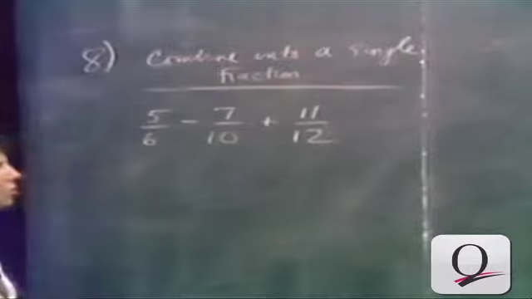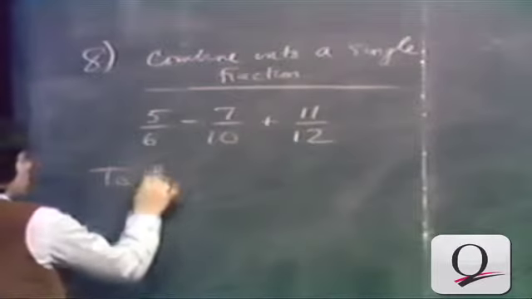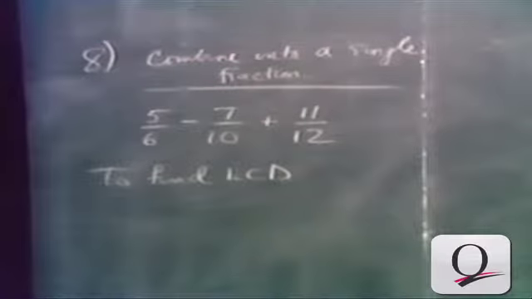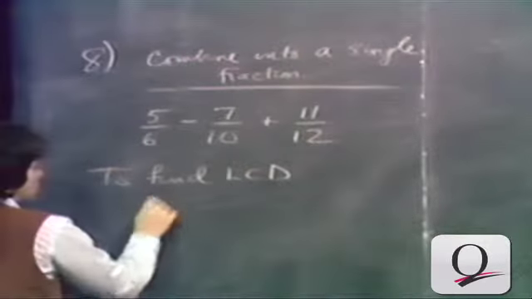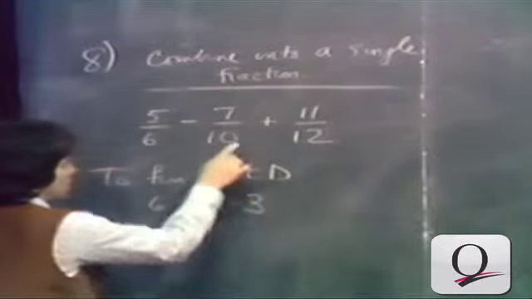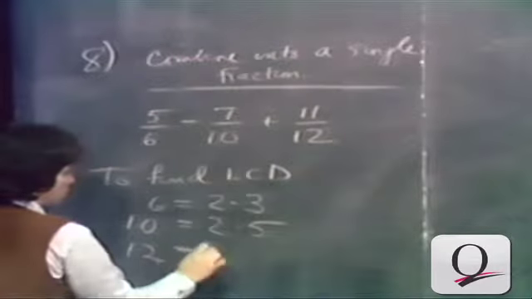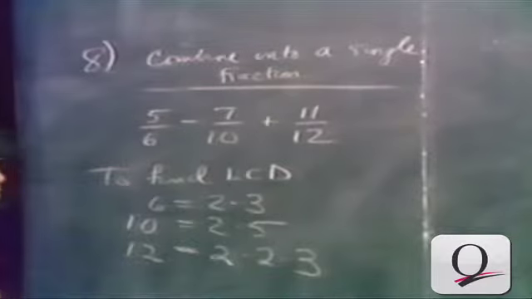And in the videotapes on addition and subtraction of fractions, I explain in detail how one goes about finding the LCD, or the lowest common denominator. Let me briefly go over the idea here. To find the LCD, you factor each denominator completely into its prime factors. Okay, 6 is 2 times 3, 10 is 2 times 5, 12 is 2 times 2 times 3.